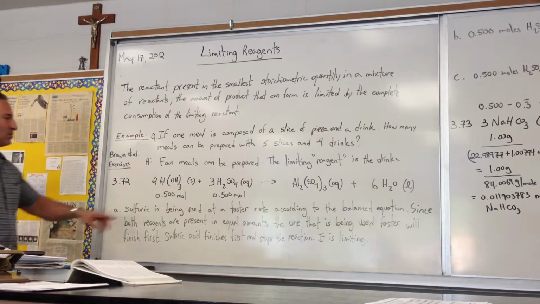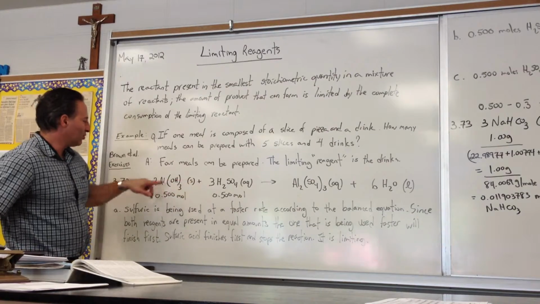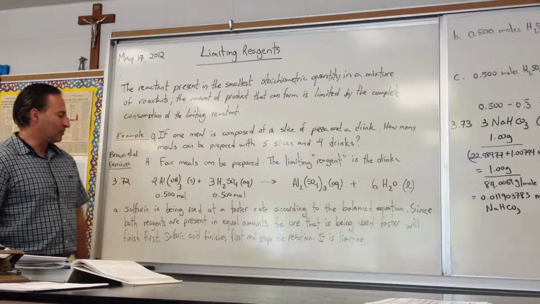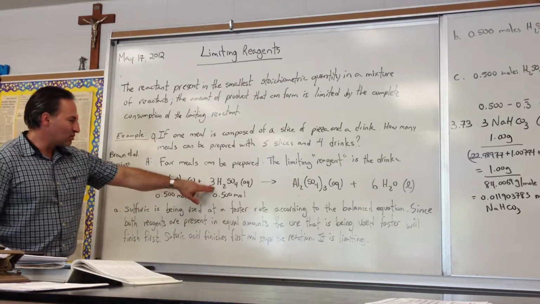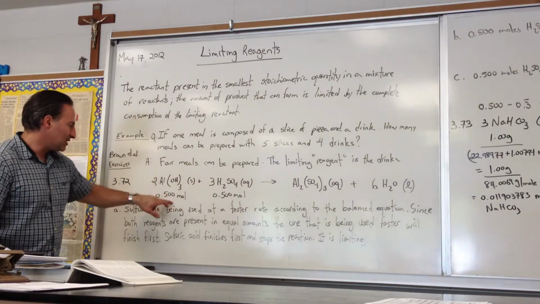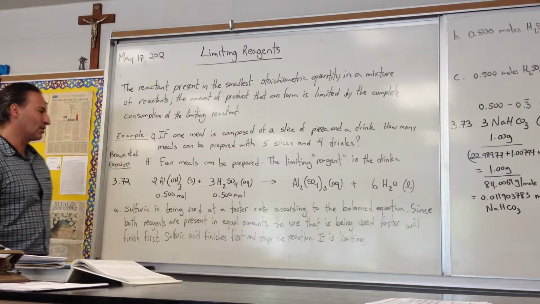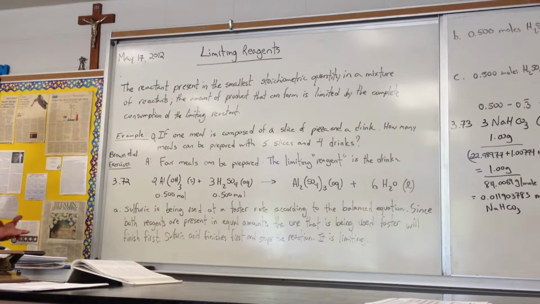Sulfuric acid is being used at a faster rate. You see that for every 2 moles of aluminum hydroxide being used, we need 3 moles of sulfuric acid. So because this is being used at a faster rate, but they're present in equal amounts, the sulfuric acid is going to finish first. Sulfuric acid is being used at a faster rate according to the balanced equation.